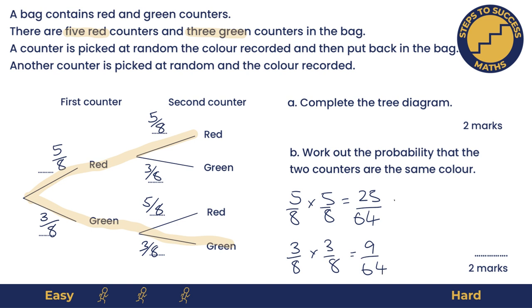And because you've got a choice of two routes, it increases the chance of it happening, so you add your two answers together. 25/64 plus 9/64. So remember, you don't add the bottom number, the denominator, so that's still out of 64. So we've got 34 out of 64, and we could cancel that to 17/32.